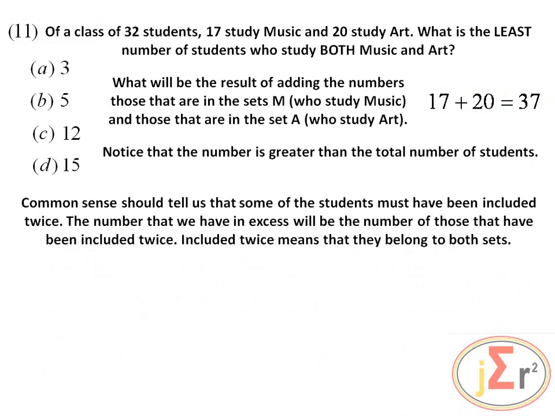Common sense should tell us that some of the students must have been included twice. The number that we have in excess will be the number of those that have been included twice. Included twice means that they belong to both sets. So 37 minus 32 is equal to 5. That is the excess. Those belong to both sets. The correct answer is option B.